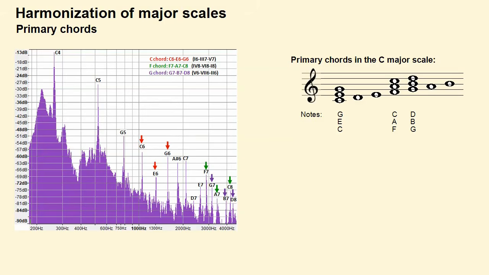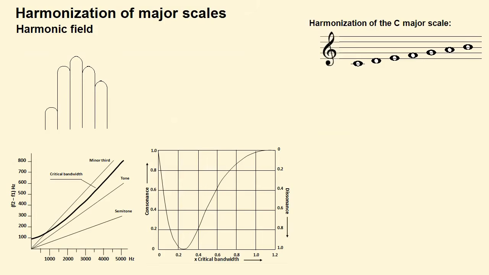In this video, we will add notes at intervals of a third to obtain chords on the remaining notes of the scale, thus creating what is called the harmonic field of this key, which will allow us to enrich the harmonization. This screen will show the harmonization process for the C major scale.